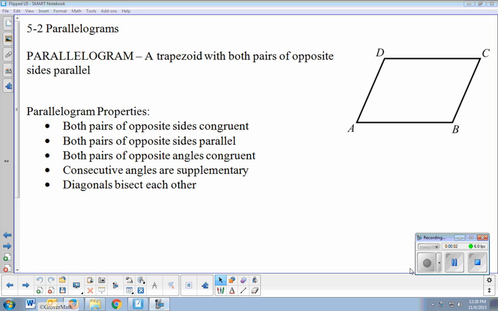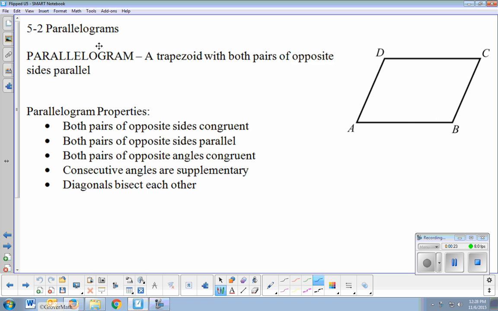Geometry, Unit 5, Section 2, Parallelograms. The previous video was on trapezoids, and a trapezoid was a quadrilateral with at least one pair of parallel sides. A parallelogram is a trapezoid because it has at least one pair. But it has more than that, it has two pairs of parallel sides. So it is a trapezoid because it still has at least one pair.